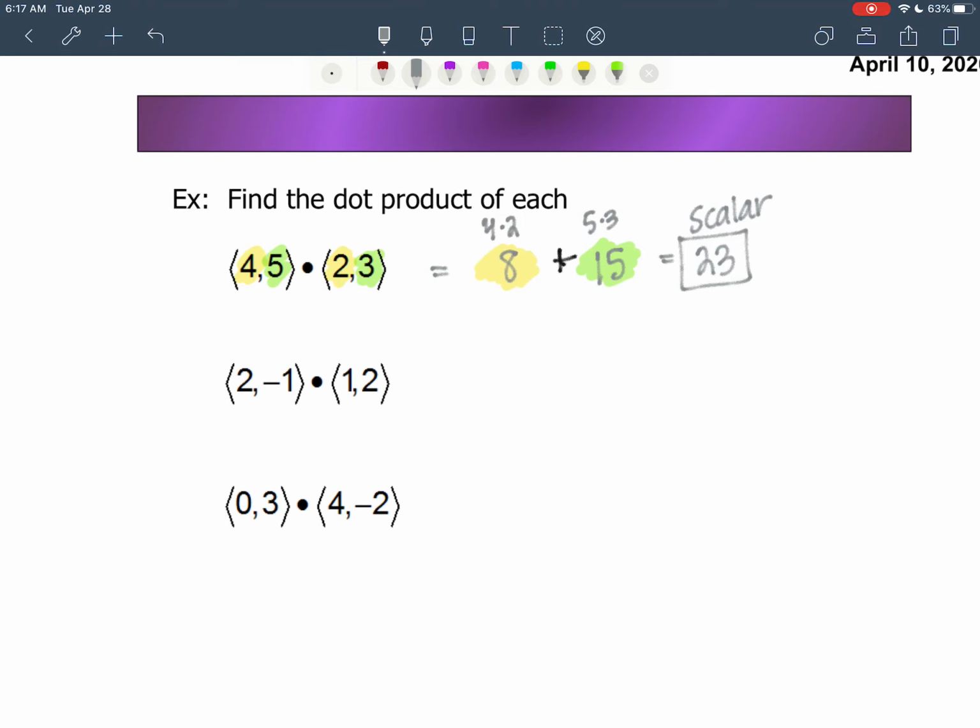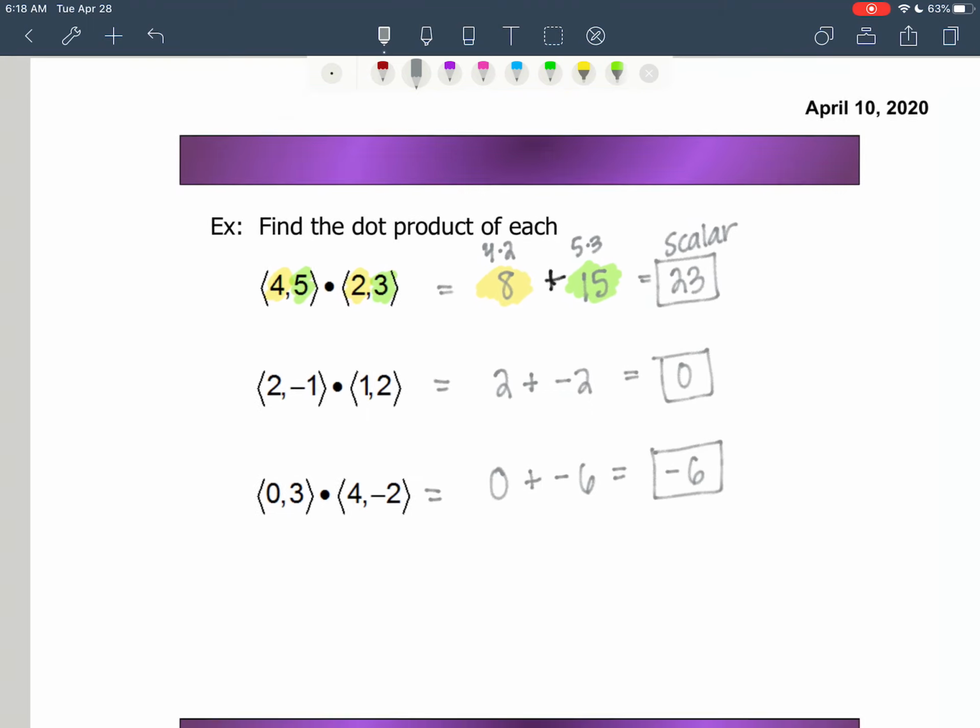So now you try the next two. You can press pause, and then when you're ready to reveal the answer, you can come on back and check. I got 2 plus -2 is 0. And for the next one, I got 0 plus -6, which is -6. And all three of those are scalars because we computed the dot product, and the dot product results in a scalar.